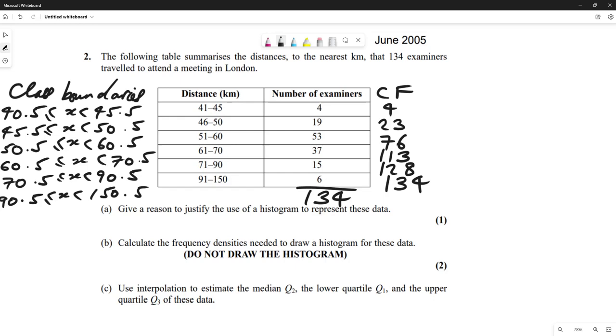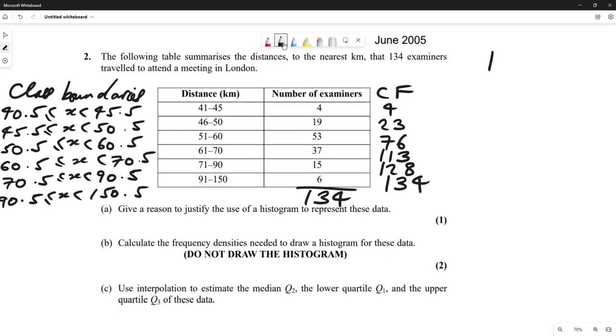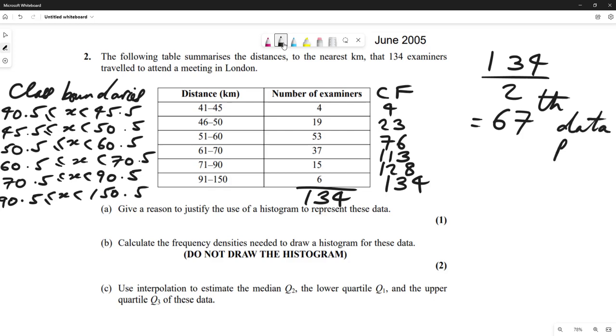So now we're going to learn the method of linear interpolation. I've got 134 values, so I'm going to do 134 divided by 2, and that's going to give me 67. So I get the 67th data point. My question is, where does the 67th data point lie?